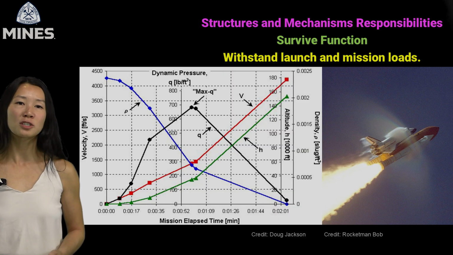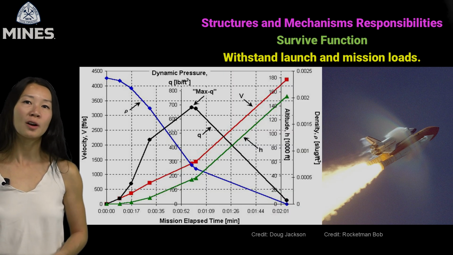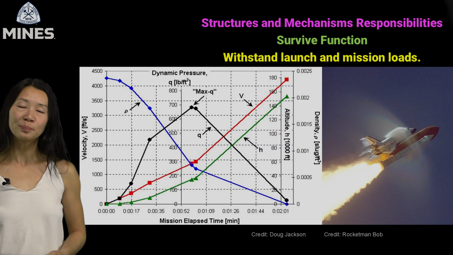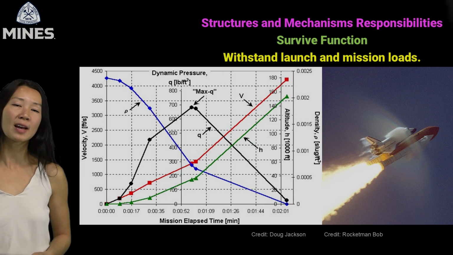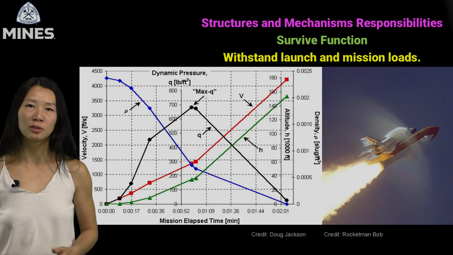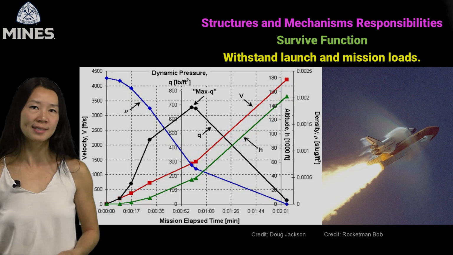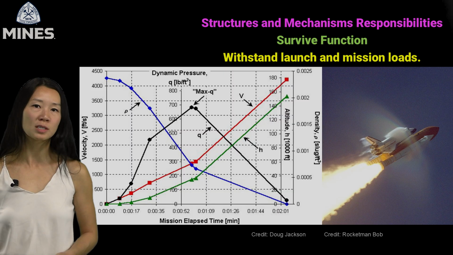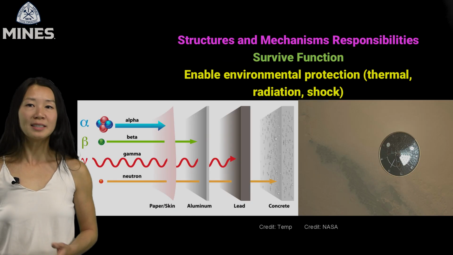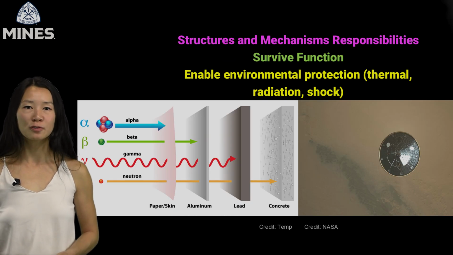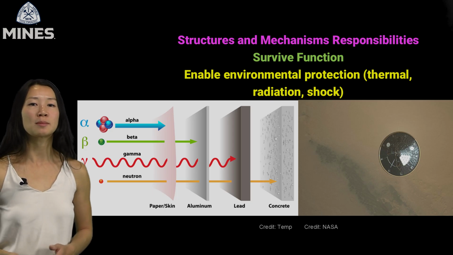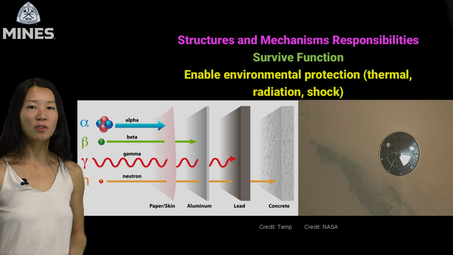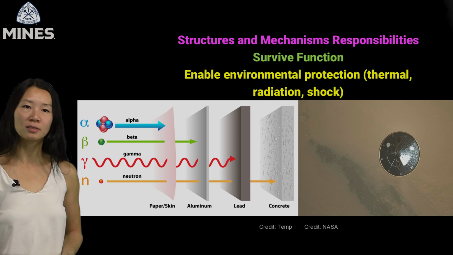So whether we're launching a rover, lander, orbiter, or uncrewed aerial vehicle, the structures subsystem must be designed to survive max Q, vibration, shock, and quasi-static loads. Launch has some of the highest loads that shape the structural design of our space robots. In addition to withstanding launch forces, the structures and mechanisms subsystem must protect the spacecraft from harsh environments throughout the mission, including thermal extremes, radiation, and mechanical shocks.